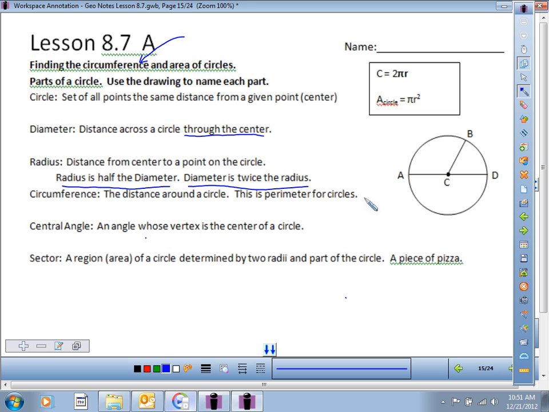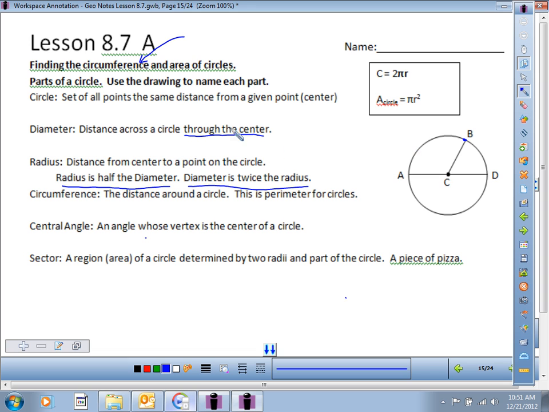This is the perimeter for circles, except perimeter we talk about being the sum of all the sides of a polygon. We don't have any sides for a circle, so we call that circumference. Again, I always think of this as a dog on his leash, staked down here. Those dogs always wear a circle out. That distance, that circumference, is the distance that dog walked around that circle.